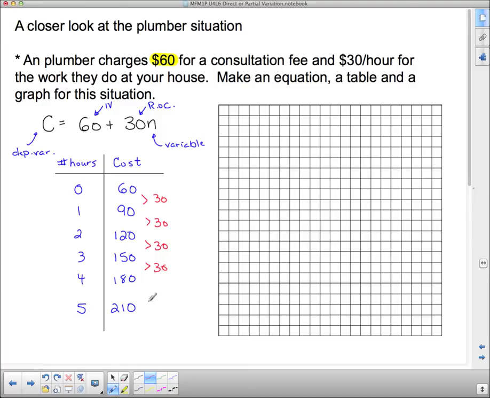Now remember, when we did this before, we called this the change in our y, and then our change in our x over here was just 1. So we could calculate our rate of change by doing 30 divided by 1, and that just gives us this up here, 30. 30 divided by 1. Okay, so I'm going to make a graph here.